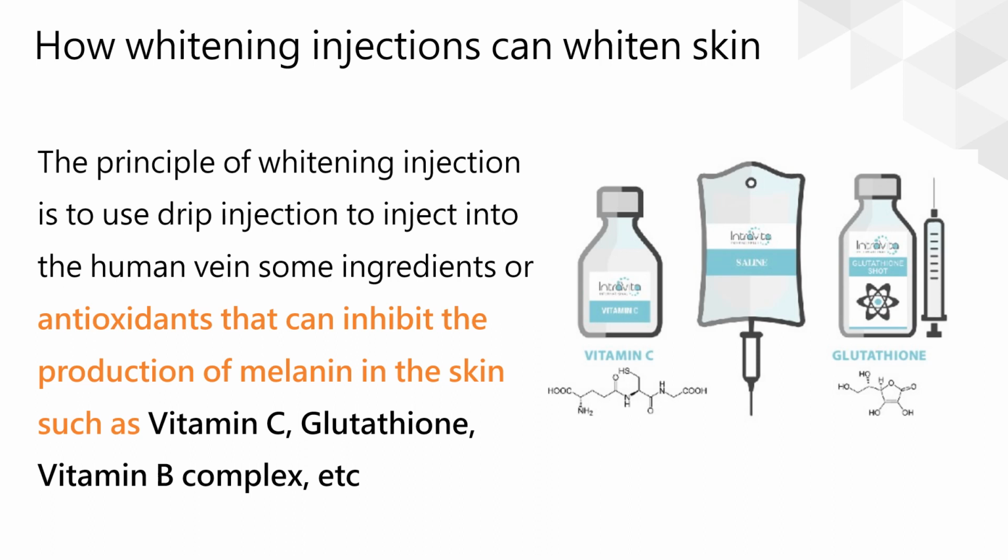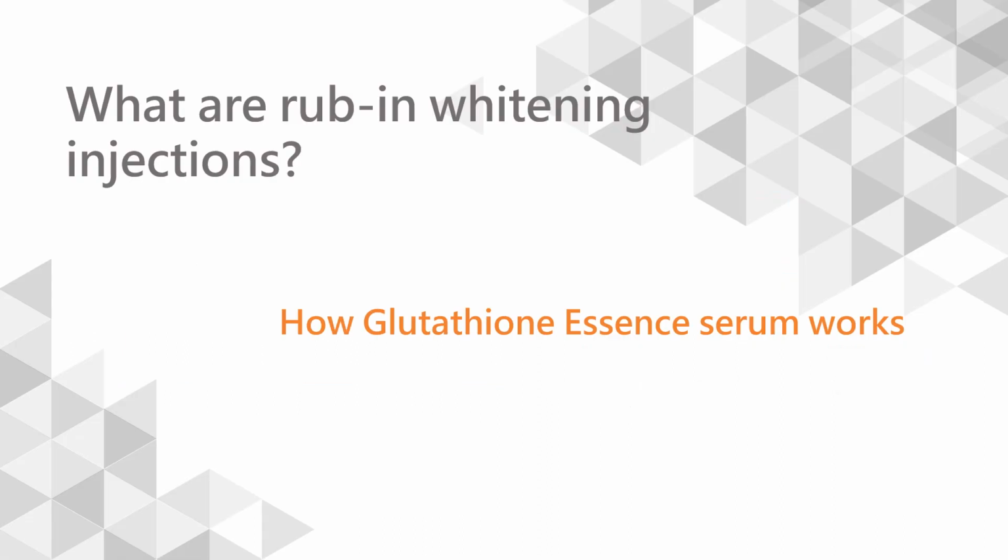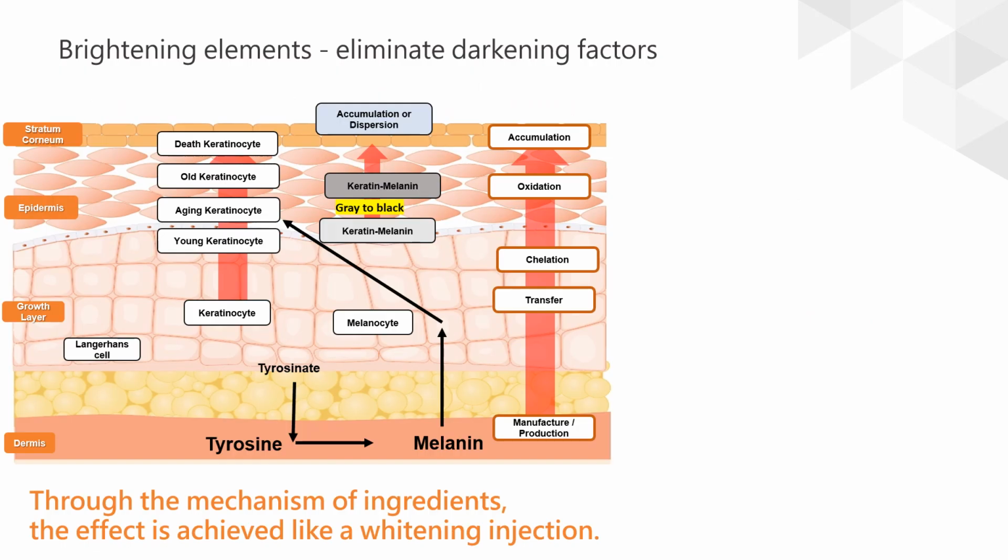The antioxidants that we inject into the veins of our skin help inhibit the production of melanin in the skin. Such ingredients are vitamin C, glutathione, the B complex, and even more. So how will our non-injection rub-in whitening glutathione essence work? How will our glutathione essence work in brightening our face to eliminate the darkening factors?